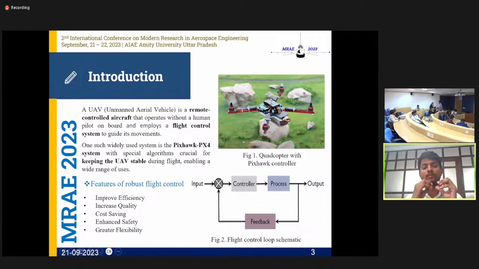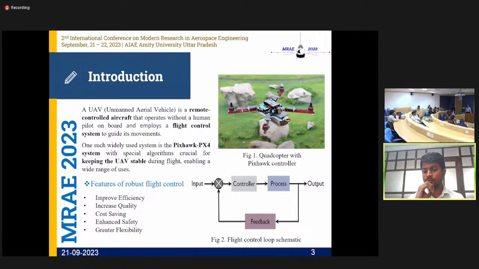So we need to design a controller so that we are able to control it effectively and improve efficiency, increase quality, cost saving, and enhance safety. These are the reasons why we need to design a good controller for a quadcopter, because as I told you, it's an underactuated and very unstable system.